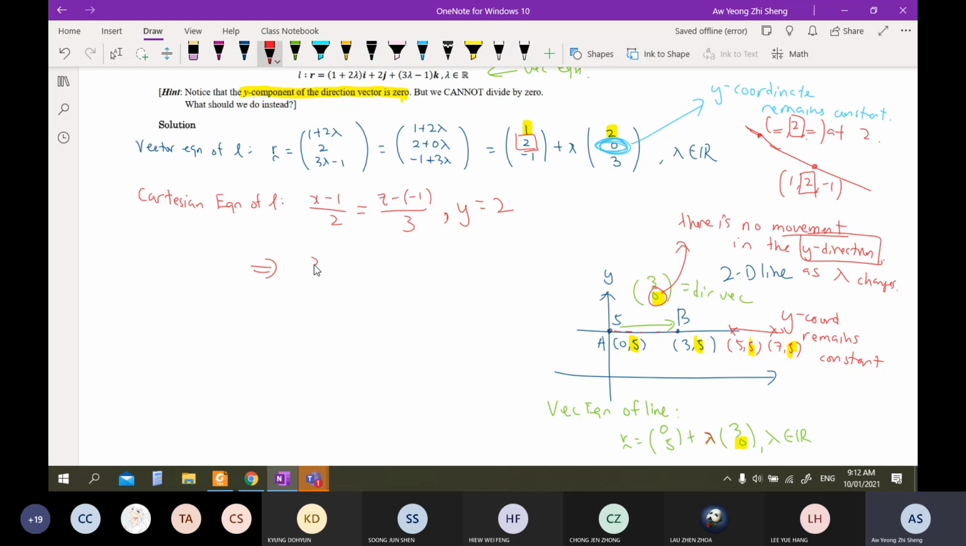Okay. So you have x minus 1 over 2 equals z plus 1 over 3, then followed by y equals 2. This is after tidying up the fractions, where the double negative has been converted to a plus. Okay. So this will be the preferred form of the final answer.